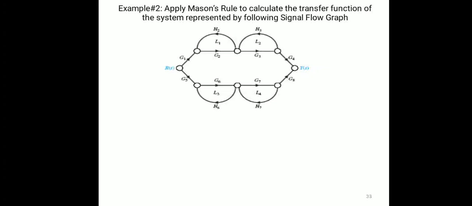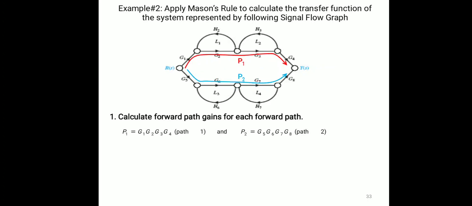So here we have to apply Mason's gain formula to calculate the transfer function. The process is the same. First of all, we will find out the forward paths. You can see there are two forward paths. The first path is G1, G2, G3, G4. The second path is G5, G6, G7, G8.